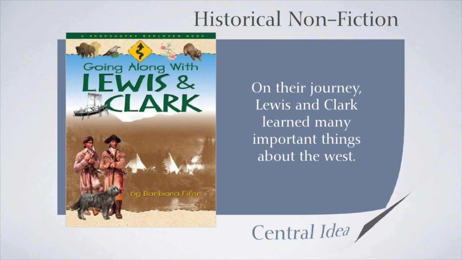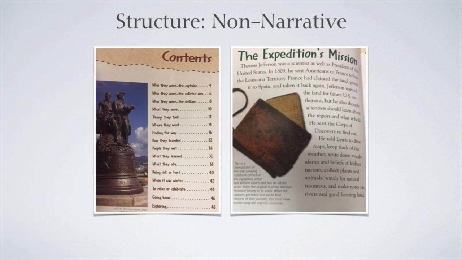about the West. Unlike narrative nonfiction, which follows the narrative plot line, revealing the author's message at the turning point, the central idea in nonfiction is revealed across the text in a way that is unique to each structure. In this example, Going Along with Lewis and Clark, it is descriptive. Each chapter answers a question about the Lewis and Clark journey, with facts revealed in a descriptive way. The message is revealed as these facts begin to form a pattern.